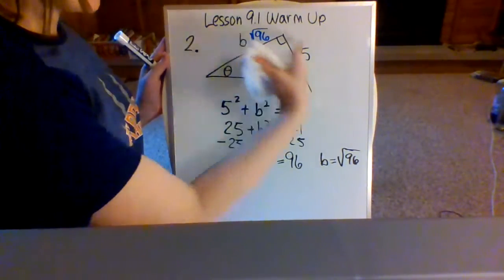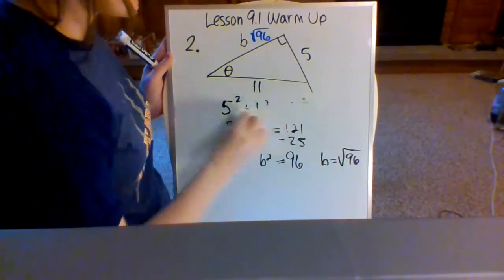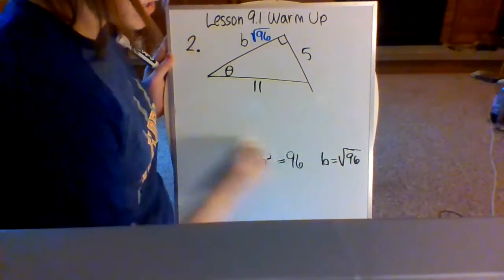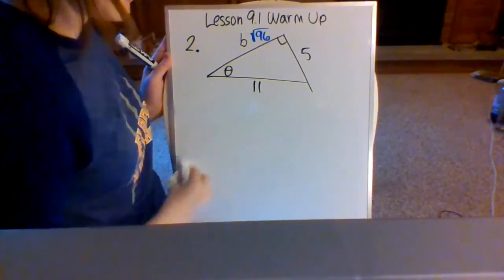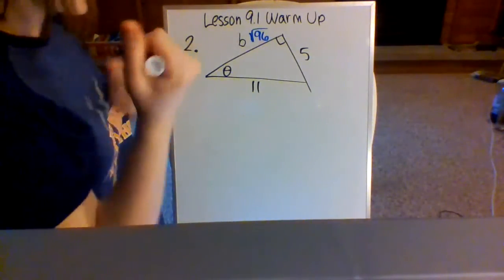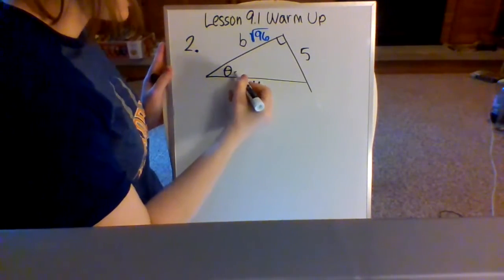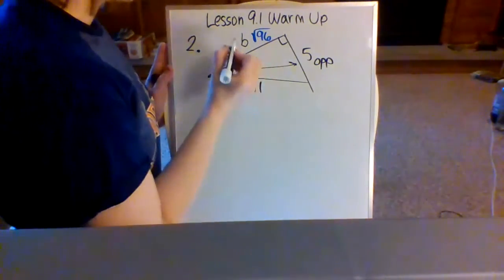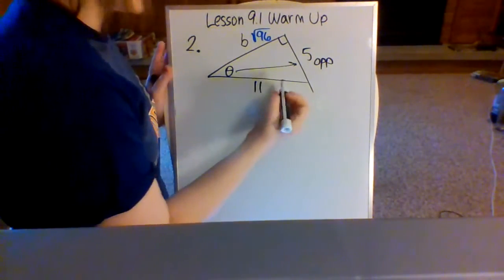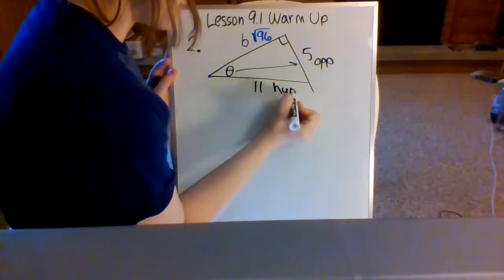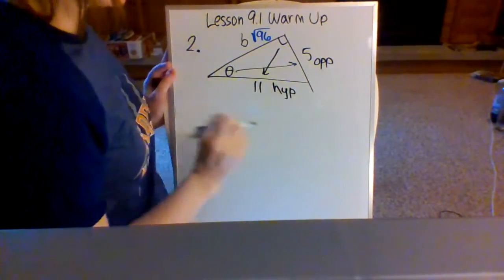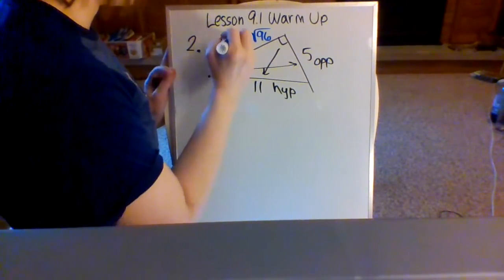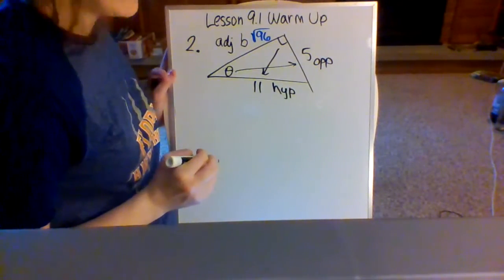Now we're going to use the three sides here to write the 6 trig functions for angle theta. Alright, so here's theta. This side is opposite, so 5 is opposite. Like I said earlier, 11 is the hypotenuse because it's opposite the 90. And then b is the adjacent side. So square root 96 is the adjacent side.